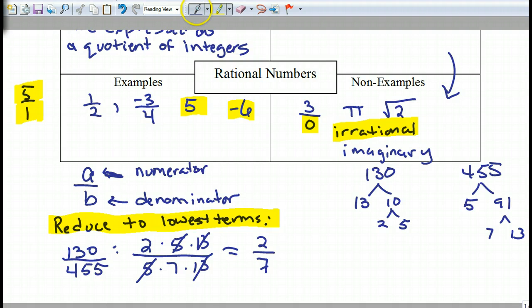But this is another way that I've learned to do it, and I think sometimes it's easier, is to go ahead and put it into its prime factorization. So you know that 130 is divisible by 13 and 10, and then 2 and 5. So I can write it like 2 times 5 times 13. And then 455 is divisible by 5 and 91, and then 7 and 13. And then I can write it over here as 5 times 7 times 13. And the nice thing about that is I can just cancel out the repeats. So 5 and 5, 13 and 13, and that leaves me with 2 over 7.